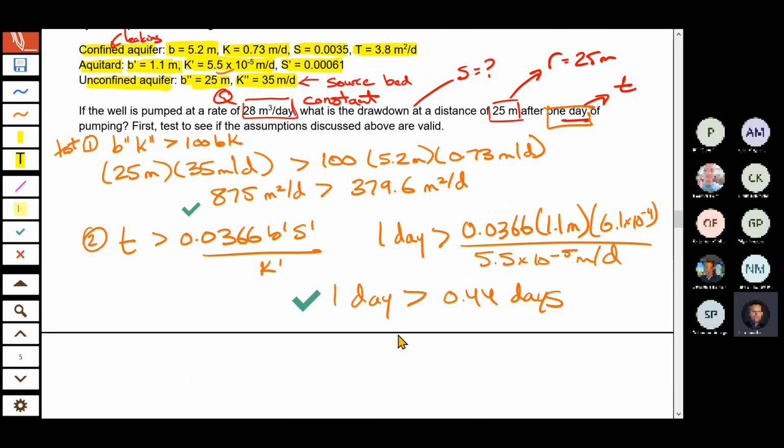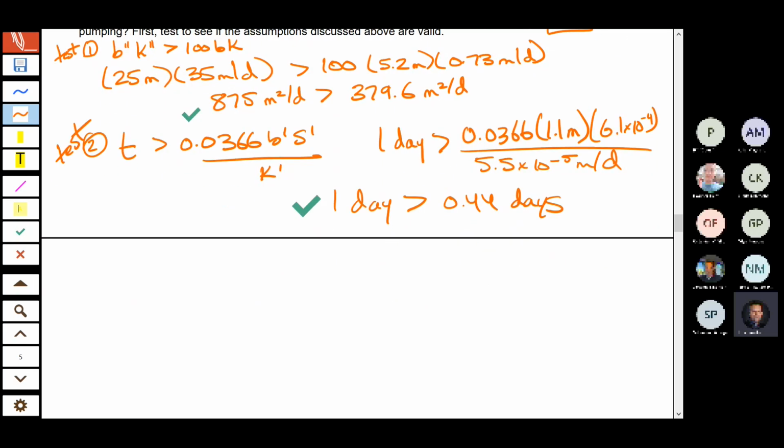So test 1 is good. Test 2 is good. Now, what were we going to look at first? We ultimately have to find drawdown. Remember, we're looking at S equals Q over 4 pi T times our well function. And it has this table format that we have to be able to manipulate.